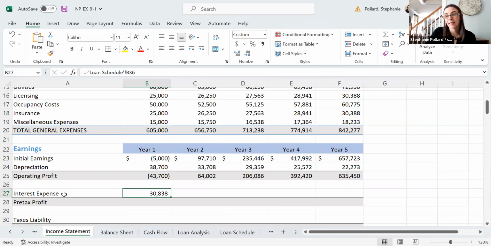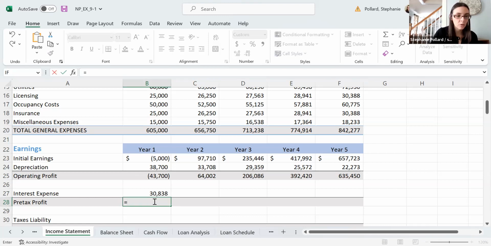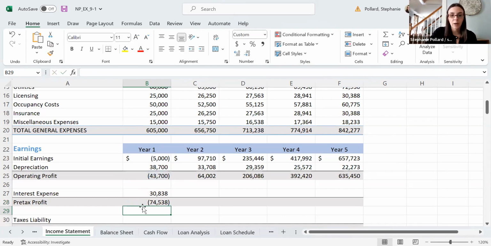30,835, because I'm counting these as expenses. So I'm going to add them into my costs. So that is cell B27. And then for cell B28, just right here, we're going to subtract. So we're going to do our operating profit minus our interest, right? Because we're spending more on the interest here. So far in year one, we're down almost $7,000.